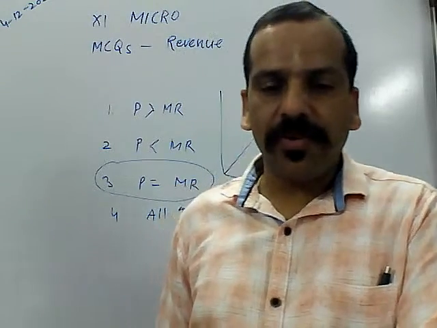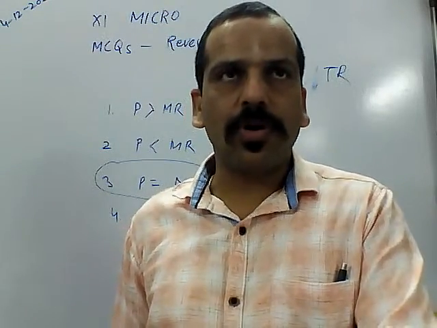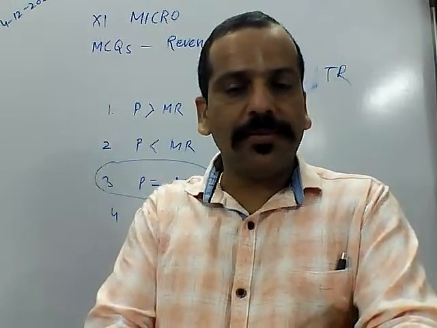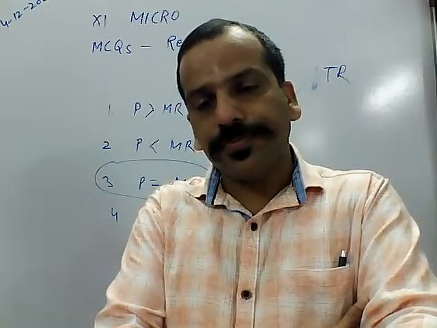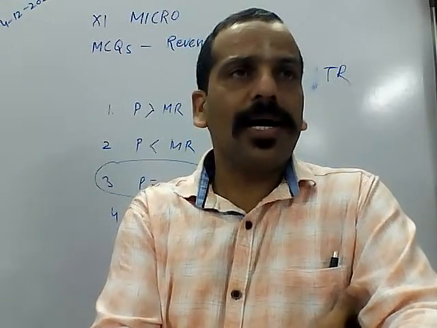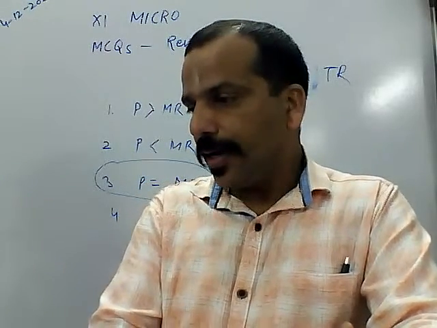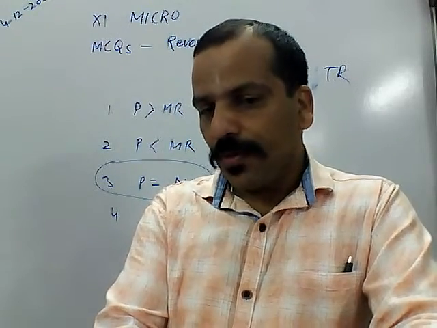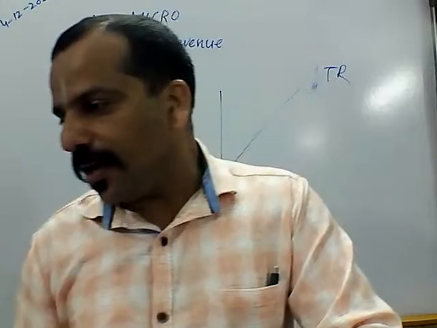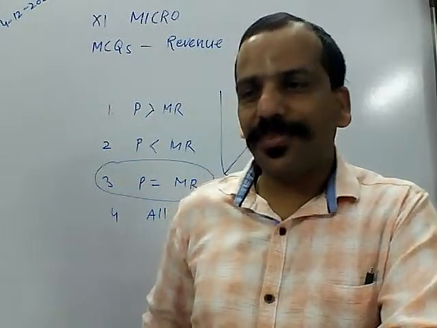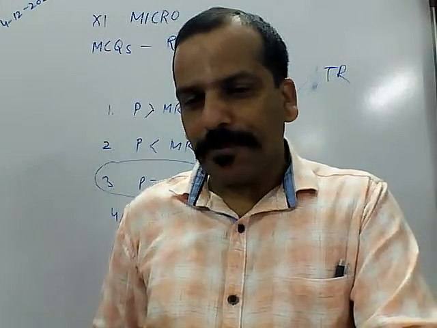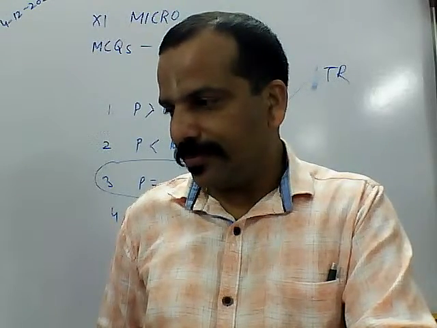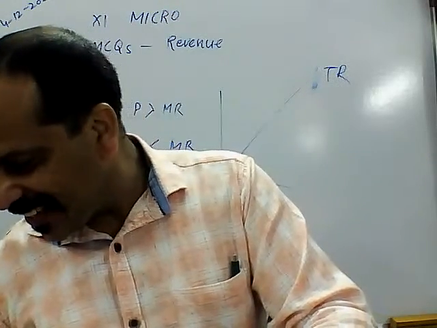At any given level of firm's output, marginal revenue is the revenue earned by selling entire output, additional unit of output. Both A and B, neither A nor B. Which is the correct one? Additional unit of output. Good.